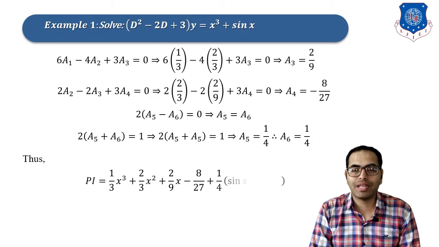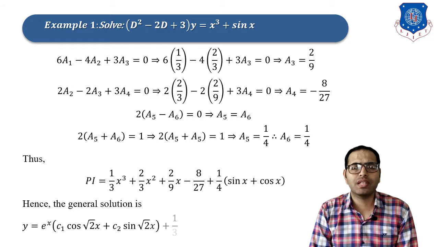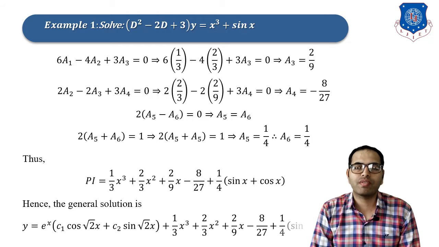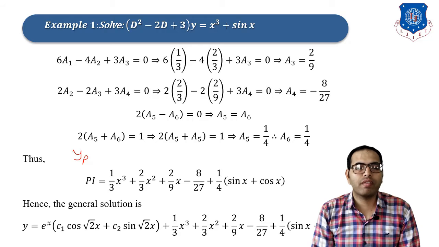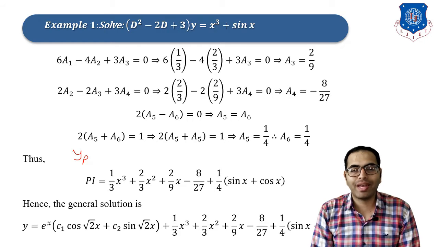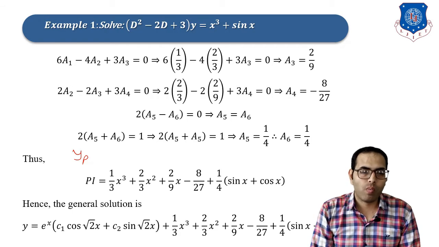Similarly, a4 is equal to minus 8 by 27. Here, equating this equation, that will give you a5 is equal to a6. Substitute all these things in our equation number 1, which has yp as a1 is 1 by 3 x cube plus a2 is 2 by 3 x square plus a3 is 2 by 9 x minus a4, that is 8 by 27, plus 1 by 4 sin x plus cos x. That is the equation of yp.